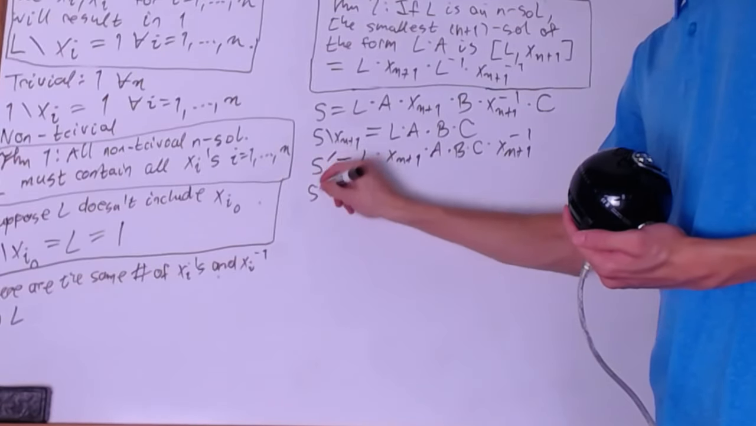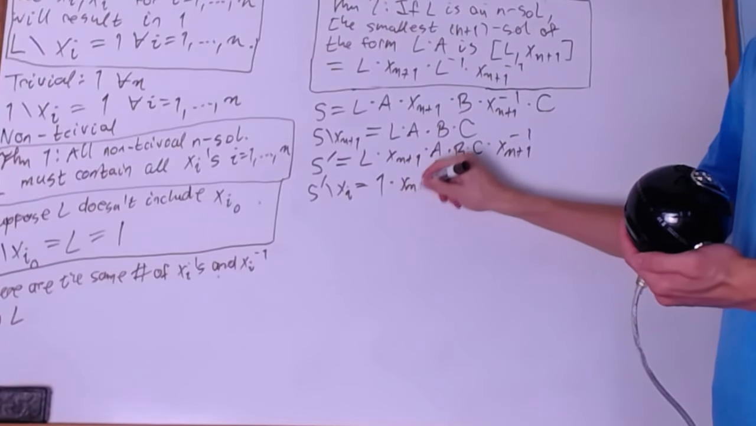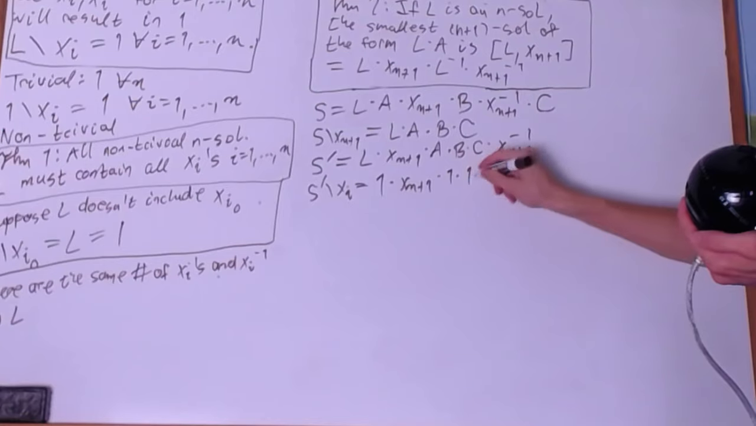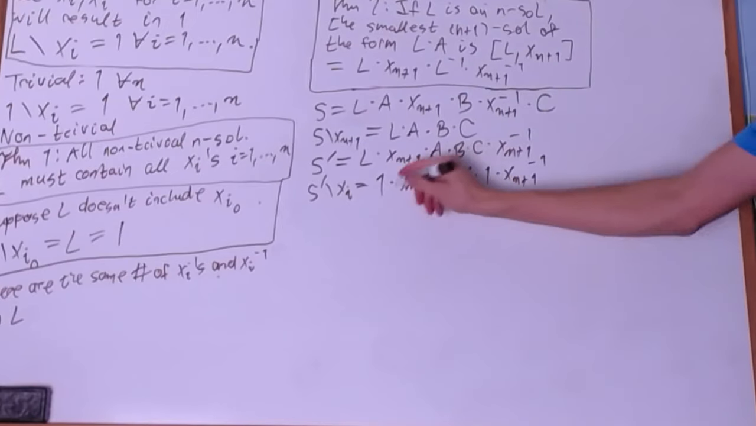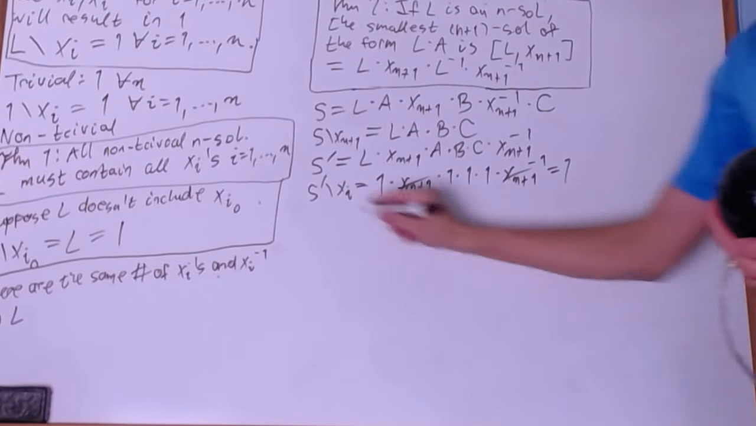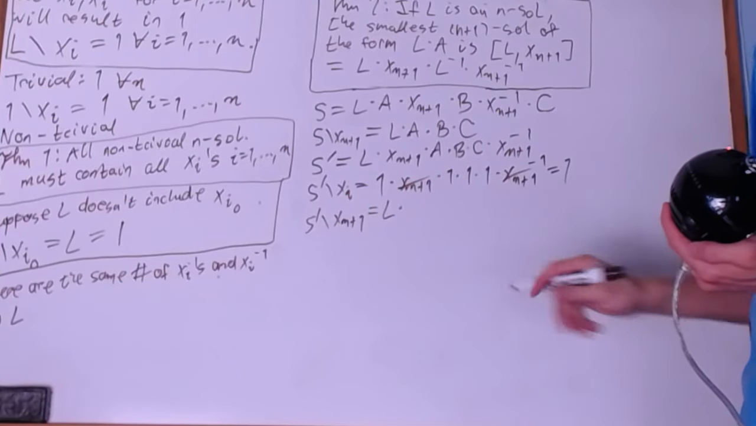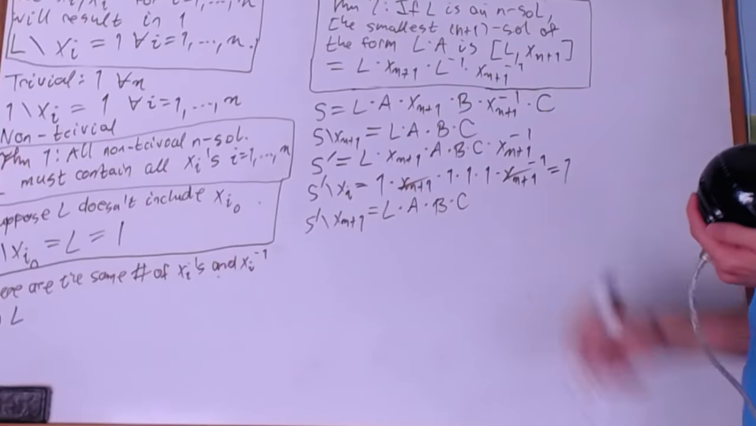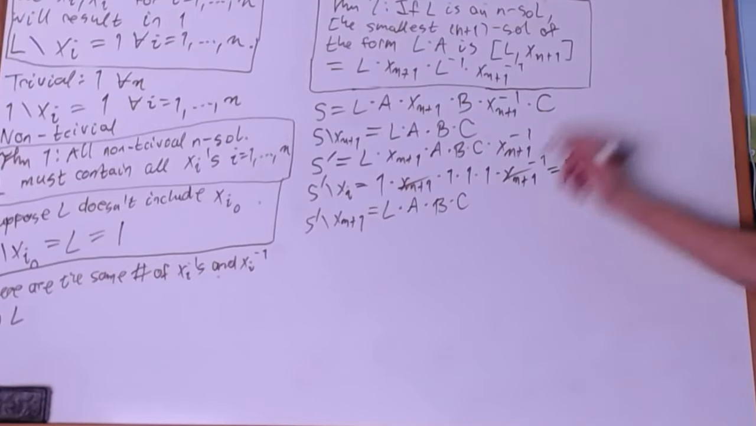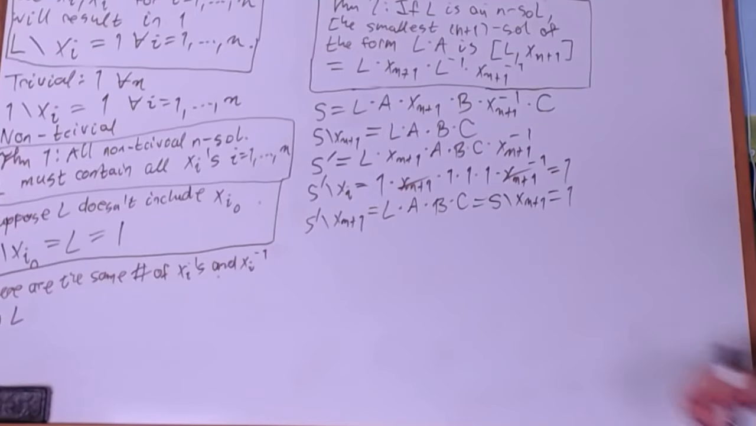So let's check if this is a solution. We remove xi, what will we get? L goes to 1, you have an xn+1. Each one of those are n solutions, so those go to 1, and we get an xn+1 inverse out the other end. They cancel each other out, we get 1. If we do S prime removing xn+1, we get L. That stays the same. We remove that, we get A times B times C, which all stay the same, and we remove that. Oh, look at that. This is the same product as S removing xn+1, which is 1. And so this is an n+1 solution as well.